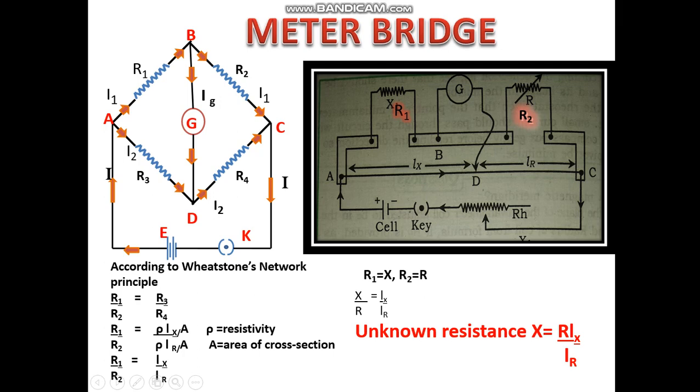Now R1 is nothing but X, R2 is nothing but R. So we replace R1 and R2 by X and R. So X upon R is equal to Lx upon Lr. Therefore, the unknown resistance X is equal to R Lx upon Lr. So this meter bridge can be used to find out the unknown resistance.